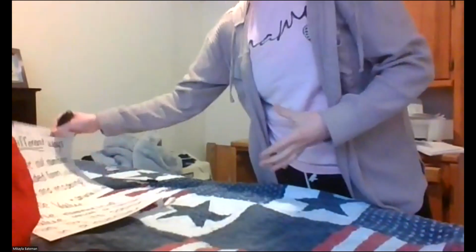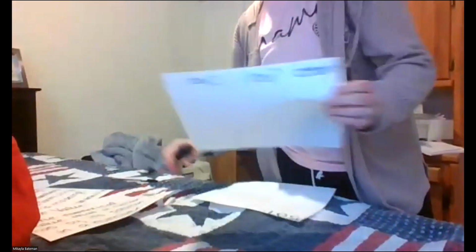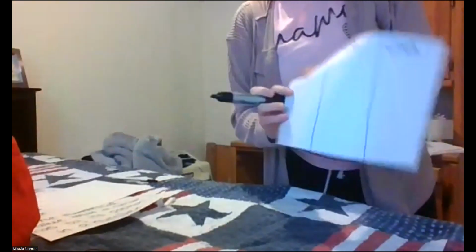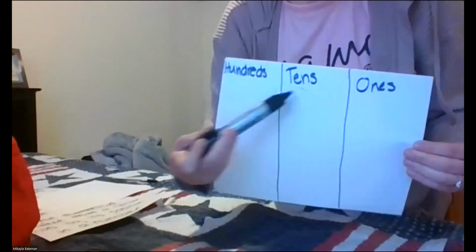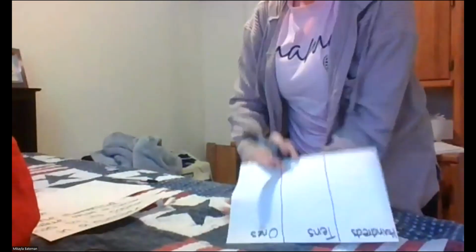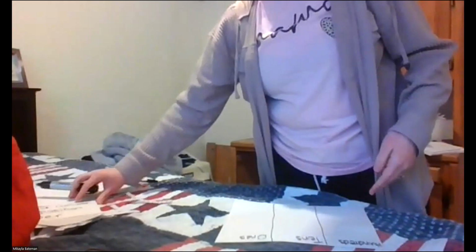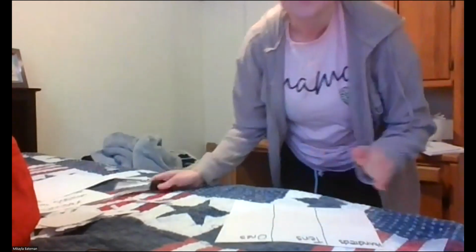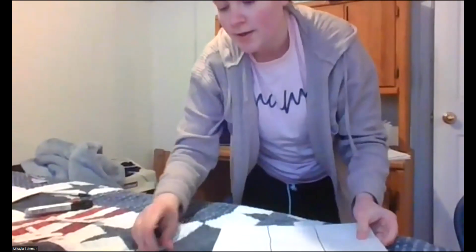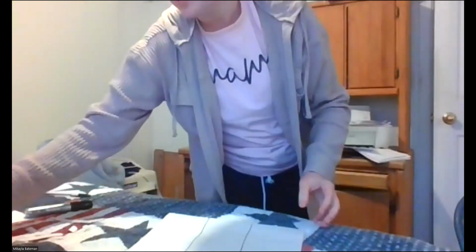Next, we're going to be doing it in block form. I do have my paper set up to where the hundreds are going to be over here, then the tens, and the ones. Now, we're going to do the number 212. Now, how would you do that? Because they want you to write 212 on your homework. I'm going to show you how to write it on here.